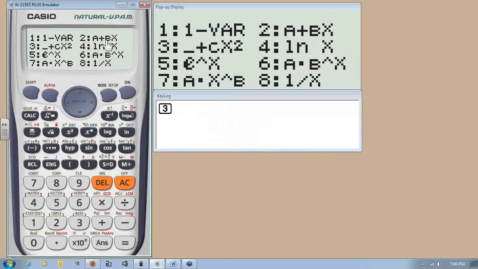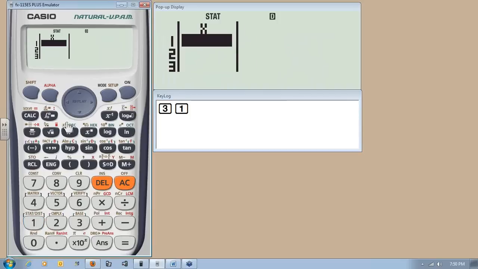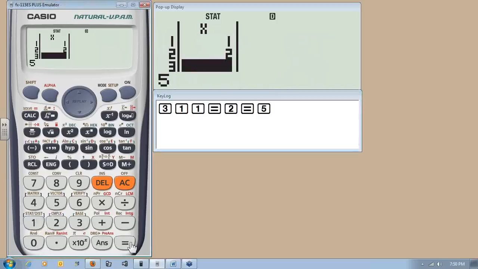If I do 2 variable statistics, you can go into one of the other ones. But this is also going to do regressions. So this will do regressions that are linear, quadratic regressions, logarithmic, exponential, power. So you name it, it does quite a few of them. But we're just going to do some basic one variable stats. And for my one variable stats, I'm going to keep it simple. I'm just going to go with 1, 2, and 5. Just 3 data points.